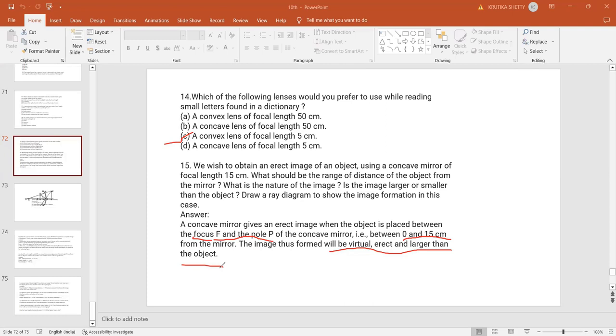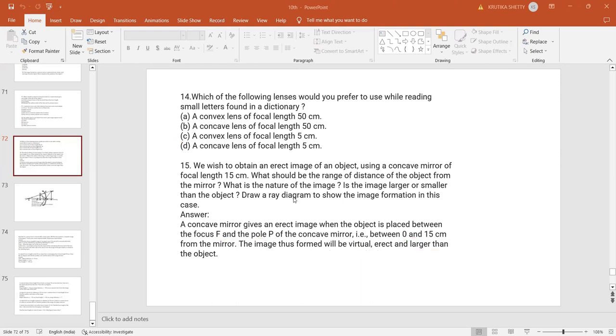So the distance between focus and pole is nothing but focal length. So focal length is 15 centimeter. Therefore, the image is formed between them, in the range of 0 to 15 centimeter, and it will be virtual and larger than the object. Okay. So you can see here we have the figure also.